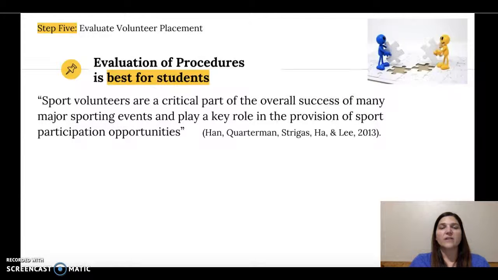Step 5, evaluating volunteer placement. Evaluation of all procedures is what's best for students. We know that having volunteers is critical to having activities and events for our students. These parent volunteers provide such a valuable service. By evaluating where parent volunteers are posted, this alleviates those duties so that then the principal could be available to oversee the money collection and accounting, as stated in our case study.